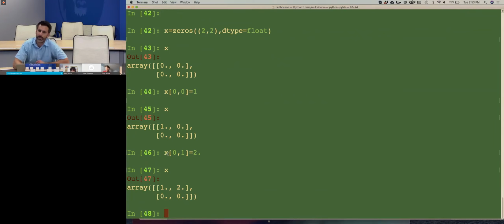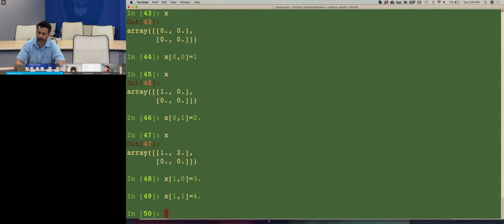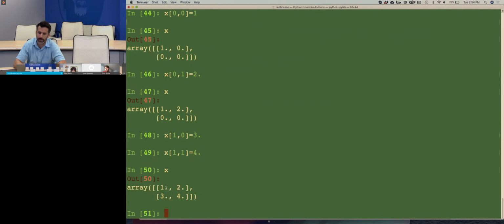Okay, good. So this grabs the 0 component of X, and then I grab the 1 component of the 0 component, and then turn that into a 2. So now this is 2, right? Great. Now let's do that for the 1, 0 component, and I'm going to make that, you guessed it, a 3. And I'm going to grab the 1, 1 component and make it a, everybody, 4. Wonderful. Good job. And so this makes a matrix of 1, 2, 3, 4.